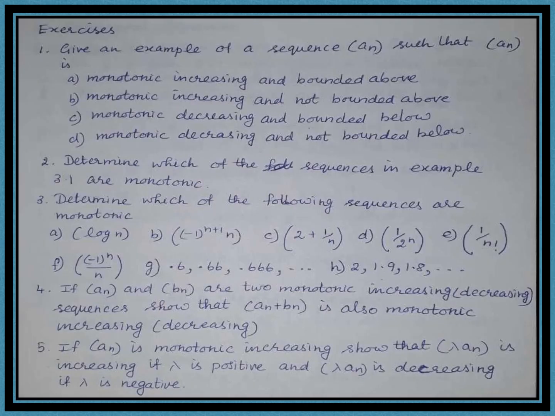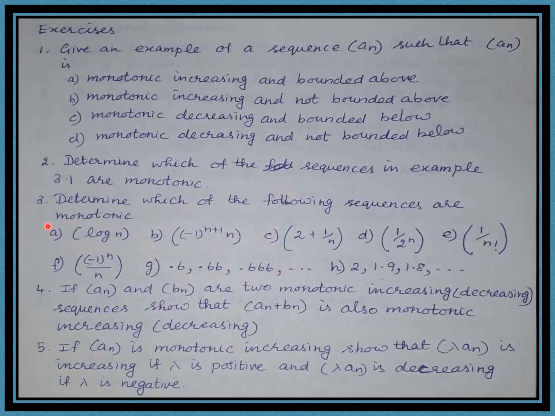Here is a set of exercises for you. The first exercise is going to be giving examples for monotonic increasing and bounded above, monotonic increasing but not bounded above, monotonic decreasing and bounded below, monotonic decreasing but not bounded below. The second question is going to be take the examples given in sequences and determine whether those sequences are monotonic sequences. The third problem is going to be determining whether these sets A to H are monotonic sequences.